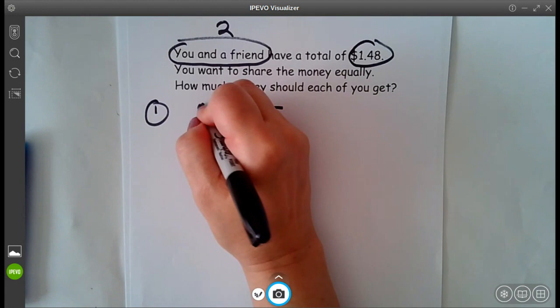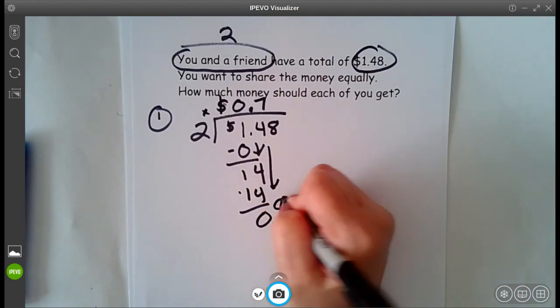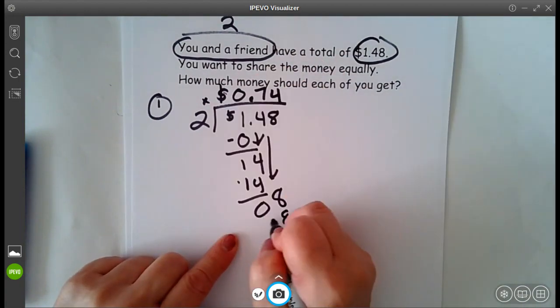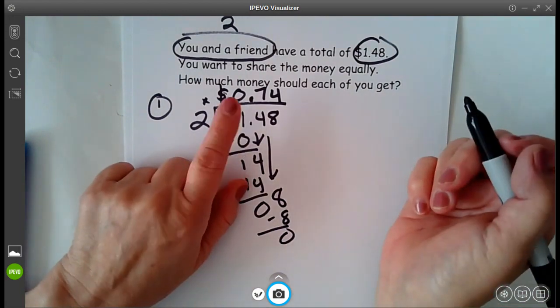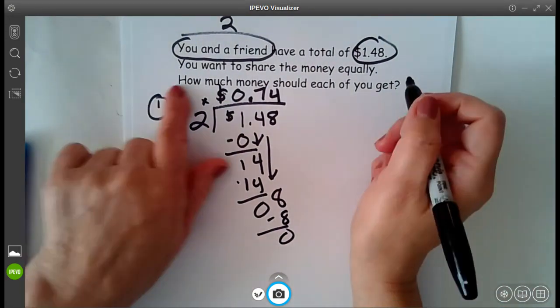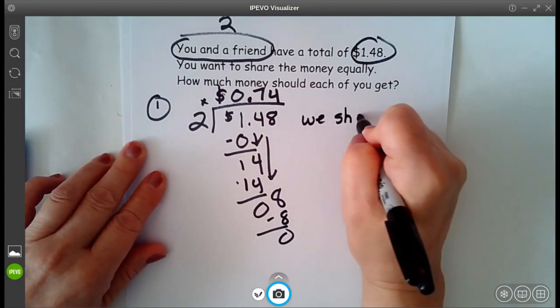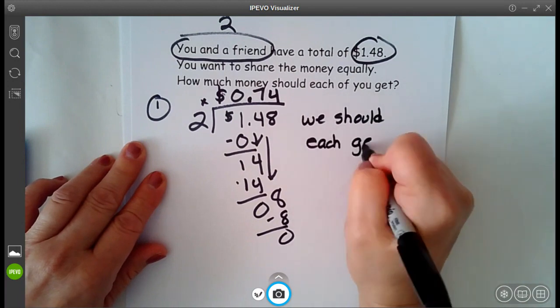7 times 2 is 14. 0, bring down the 8. How many 2's are in 8? 4 of them. 4 times 2 is 8, and that is 0. So our answer is 74 cents. So let's see, how much money should each of you get? We should each get 74 cents.